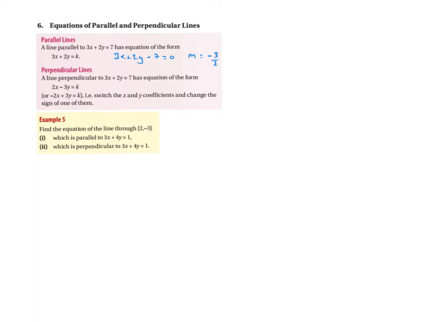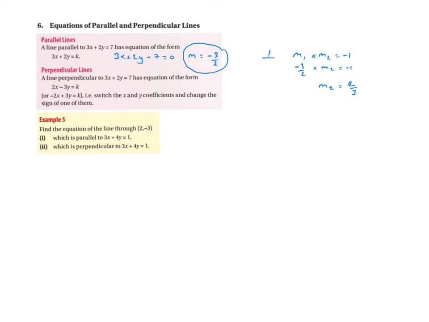Now, if we're trying to find all of the lines perpendicular to the line 3x plus 2y is equal to k, that means that my m here of 3x plus 2y is equal to k is minus 3 over 2. So for the perpendicular, that means that, as we said before, m1 times m2 must be equal to negative 1, which means we have minus 3 over 2 times m2 is equal to negative 1, and solving that you get m2 is equal to 2 over 3. So that means that 2/3 is what's going to be the gradient for my perpendicular line.